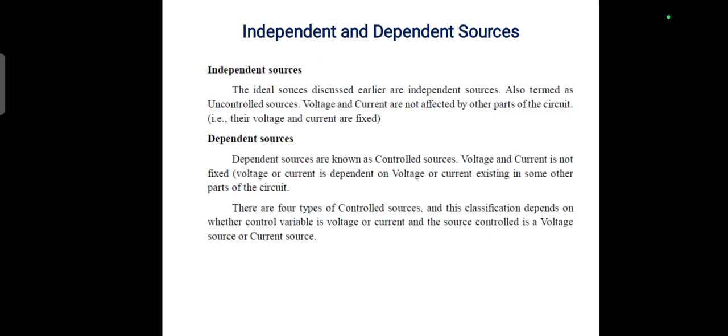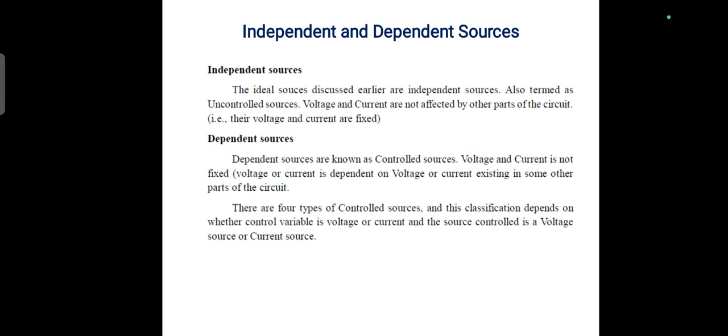So next one, the sources can be divided into independent source and dependent source. An independent source will give the supply, it may be voltage or current, independently, always giving constant voltage or constant current. But a dependent source means the voltage delivered by the source, or the current given by the supply, depends upon the previous operation. So here first we will take the independent source.